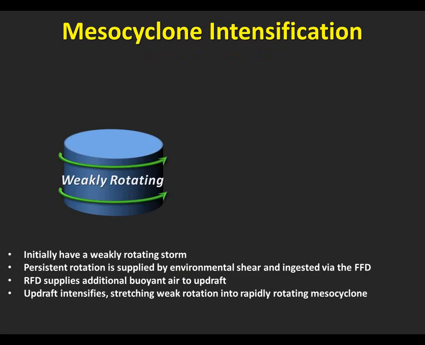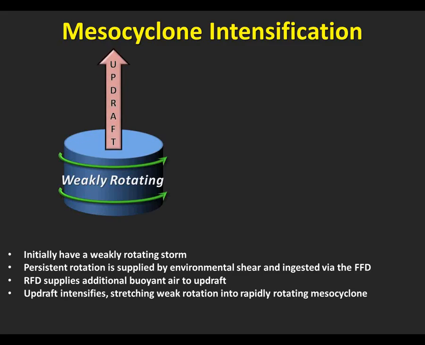So just kind of a basic lesson here. You've got, say, a weakly rotating mesocyclone here. You have a persistently rotating storm. You've got the flanking line. You've got plenty of instability. The storm continues to grow. Mid-level mesocyclone has persisted for a while.